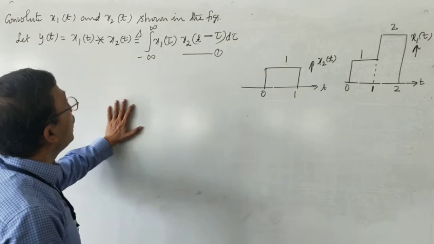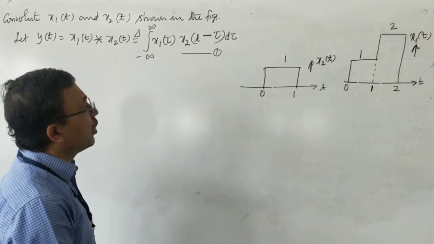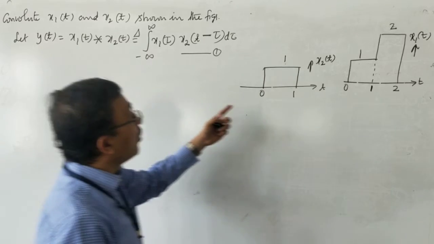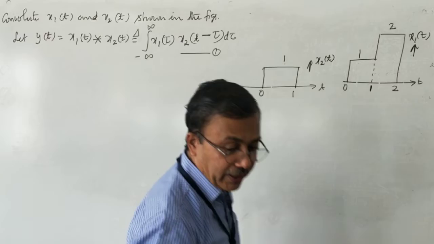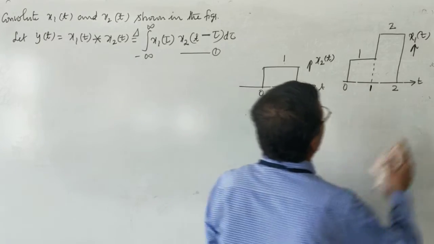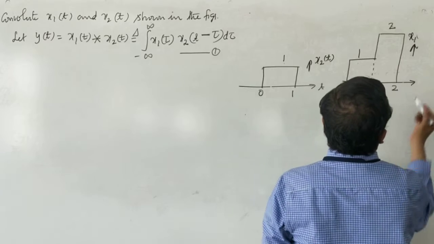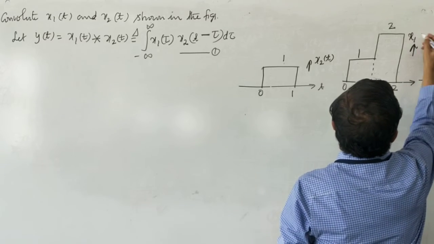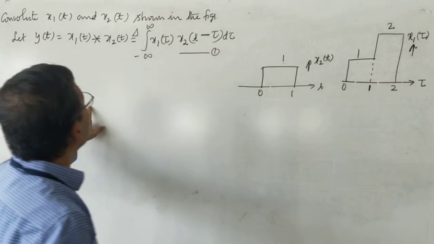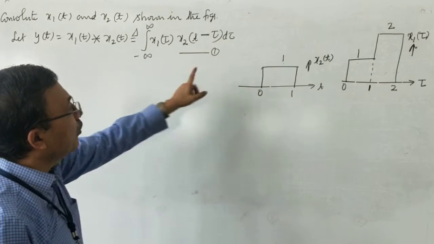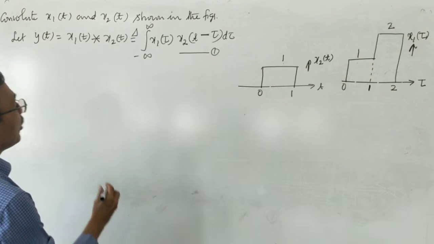Next step as usual is to sketch what is x1 of tau and x2 of t minus tau. x1 of tau is same as x1 of t with the difference t being replaced by tau. So x-axis is tau, y-axis is x1 of tau. That means we have sketched x1 of tau. Next step is to sketch x2 of t minus tau.